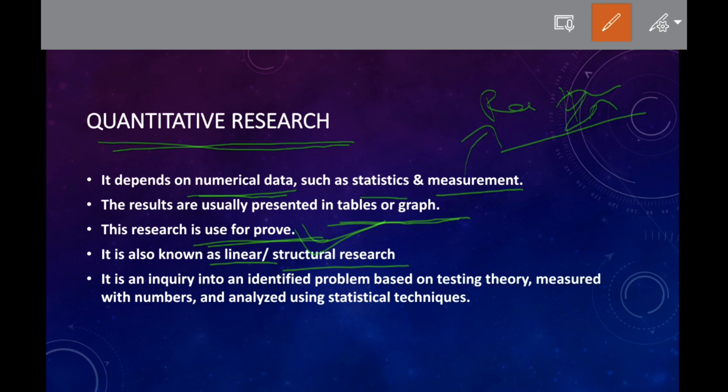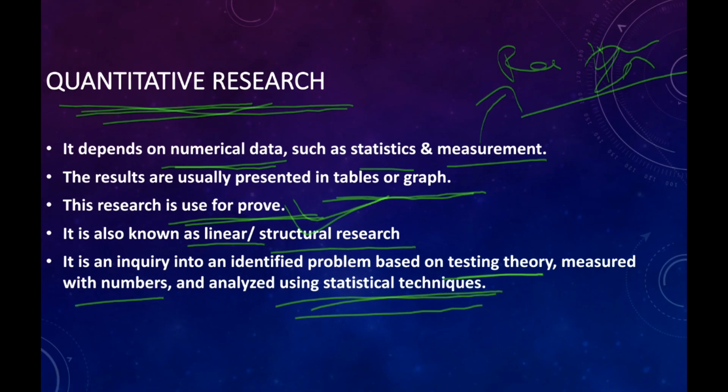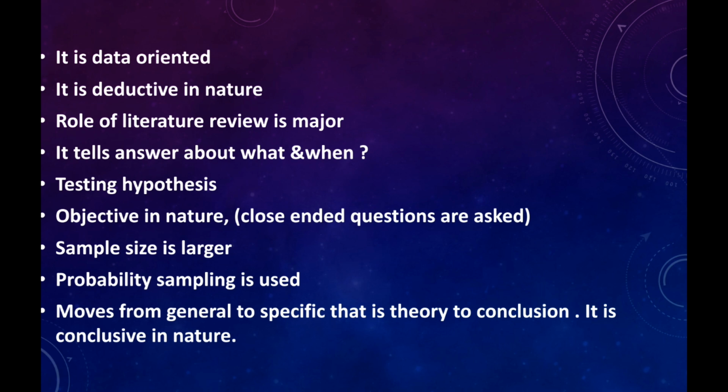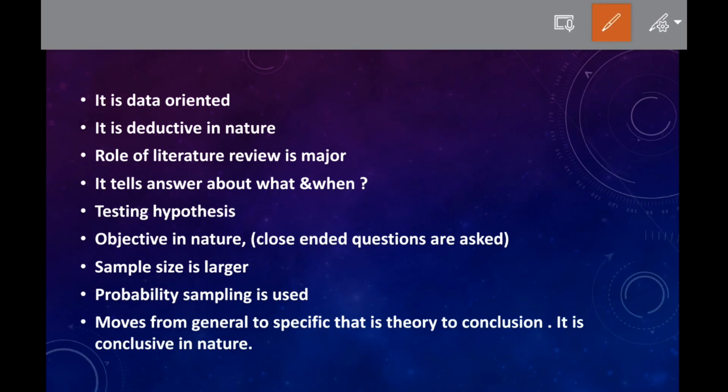It is an inquiry into an identified problem based on testing theories, measured in numbers and analyzed using statistical techniques. If the question comes which research uses statistical techniques, this is quantitative research. It is data oriented. Then it is deductive in nature. As we know before, deductive research comes under quantitative research. That's why it is deductive in nature. It means general to specific. Then the role of literature review is major because it is data oriented and starts with a theory.